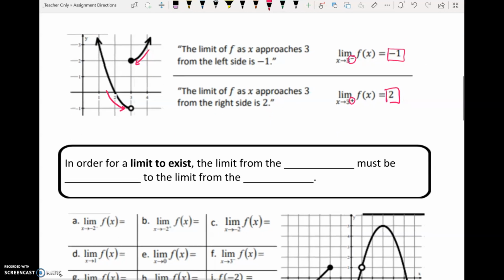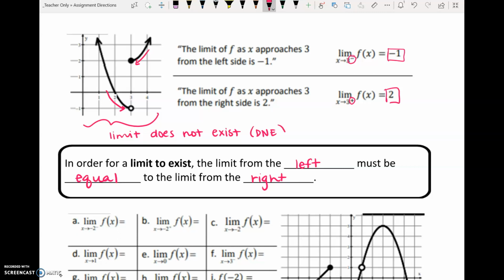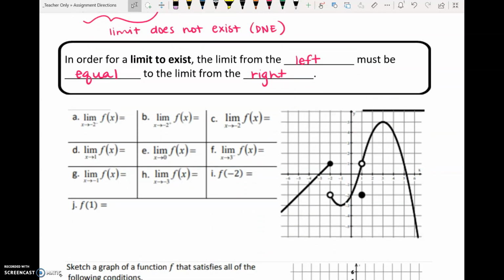But in order for an overall limit to exist, the limit from the left must be equal to the limit from the right. So in this picture above, we would say that the limit does not exist, which again we can notate with that DNE. All right, so let's look at a few different examples.